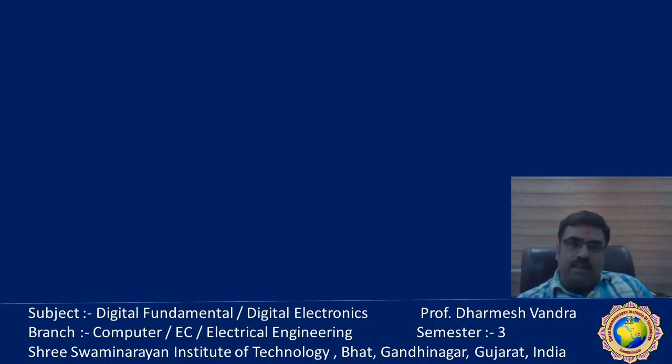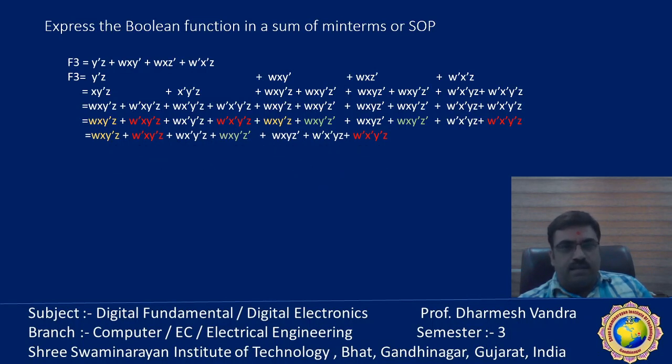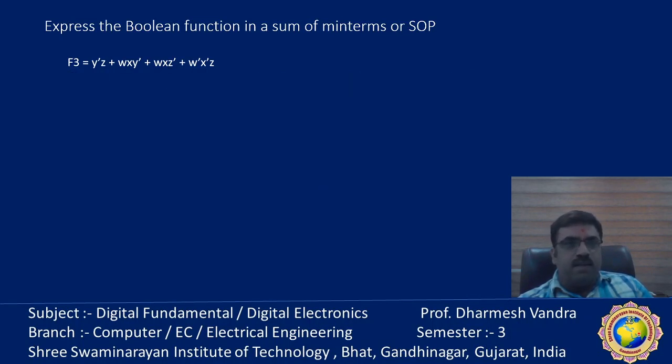Sometimes in GATE, this type of question is asked to find these things. So remove that thing; with the help of a single step, we can convert the functionality here. This is the second example. Suppose the function is given as y' z w x y' + w x z' + w' x' z. Here it asks for the sum of products, so we can utilize the min terms directly.